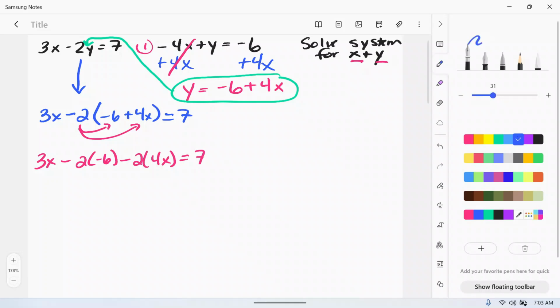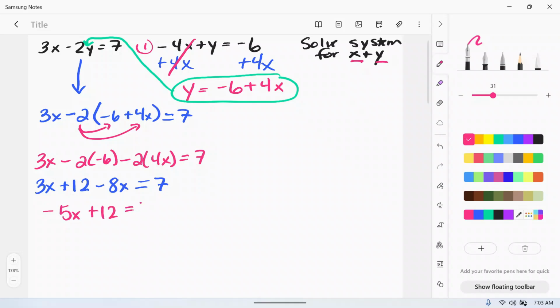Now I'm going to simplify that down. So -2 times a -6 is a +12. -2 times 4 is a -8, plus the 3x goes there, is equal to 7. Now I'm going to group like terms. I'm going to get the 3x minus 8x. That's going to give me -5x, plus 12 is equal to 7.